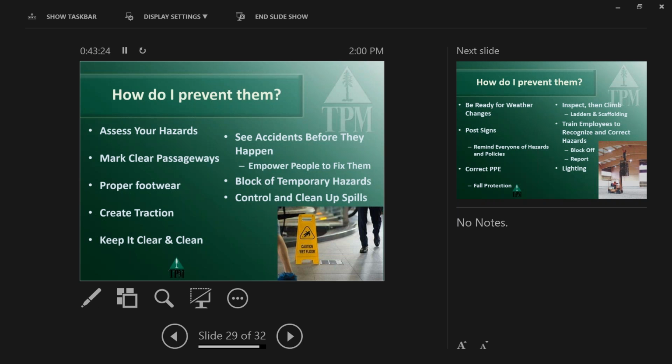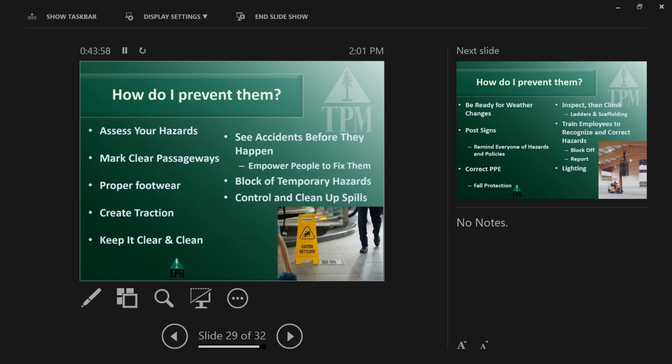Make sure your folks got proper footwear. Then create traction, those would be the mats to come in so people get their feet dried off. It could be traction tape on stairs that are slippery. It could be a bunch of different things, but take a look at those. You'll have steps on equipment that are just worn out and completely smooth. So we may have steps or even ladders that we need to create some traction on. Make sure people understand, keep it clean, keep it clear, and empower your people.